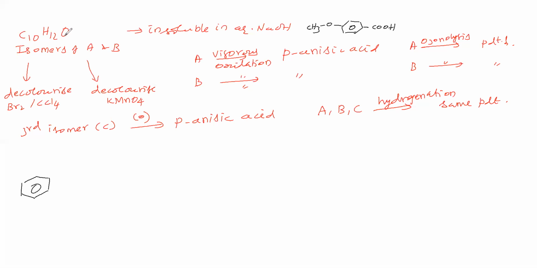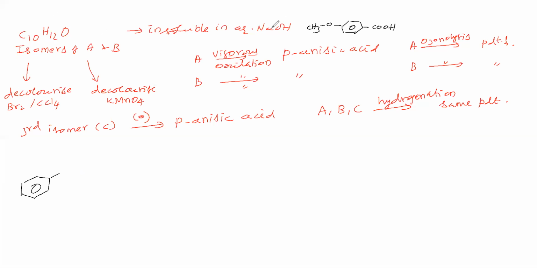But it may also be alcohol, because some alcohols are insoluble in aqueous sodium hydroxide, and some alcohols are soluble. Phenols, no doubt, are soluble in aqueous sodium hydroxide. Phenol means the OH group is directly attached to the benzene ring. Certainly it is not phenol, because phenols are soluble in sodium hydroxide solution, and they said it is insoluble.